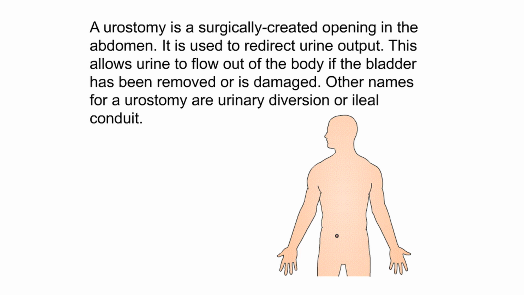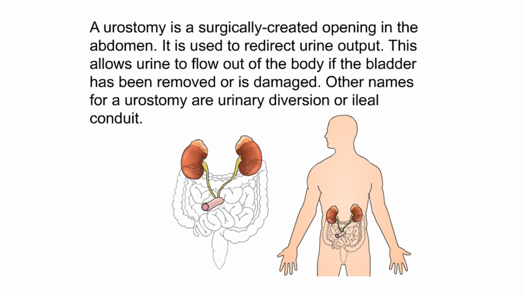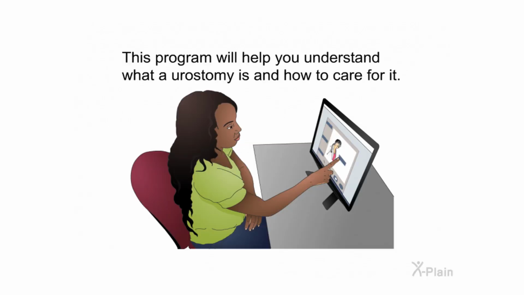A urostomy is a surgically created opening in the abdomen. It is used to redirect urine output. This allows urine to flow out of the body if the bladder has been removed or is damaged. Other names for a urostomy are urinary diversion or ileal conduit. This program will help you understand what a urostomy is and how to care for it.